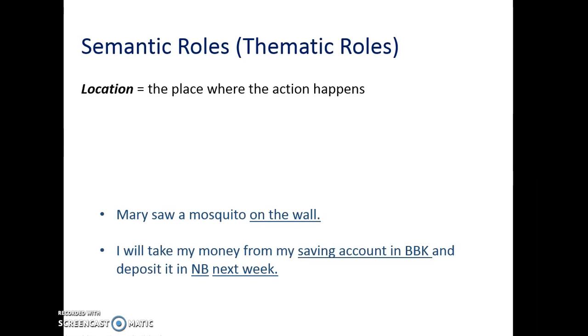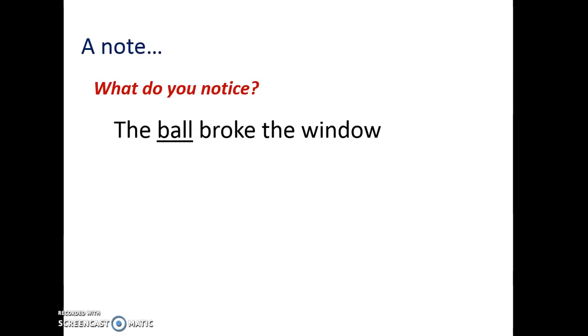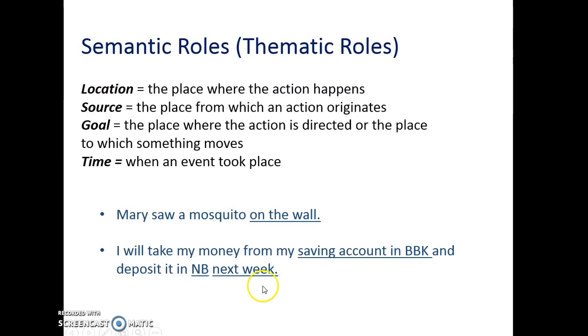The next is the location, the place where the action happens; source, the place from which an action originates; goal, the place where the action is directed or the place to which something moves; and time, when an event took place. Okay, these are the examples. Mary saw a mosquito on the wall. On the wall is the location.